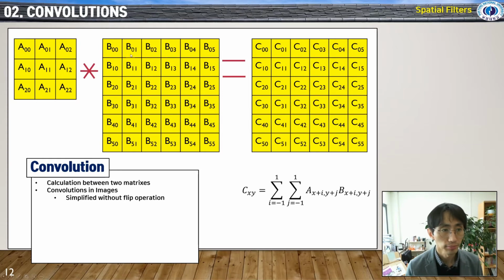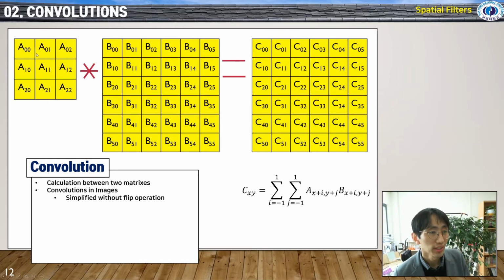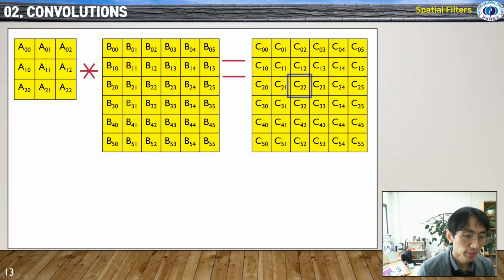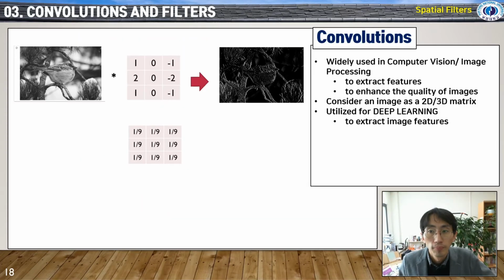But in image processing, this flip is removed because it can be easily ignored mathematically when you design the filter. So this is the simplified version. Okay, this was the convolutions. Convolutions are widely used in computer vision and image processing to extract features and to enhance the quality of images.